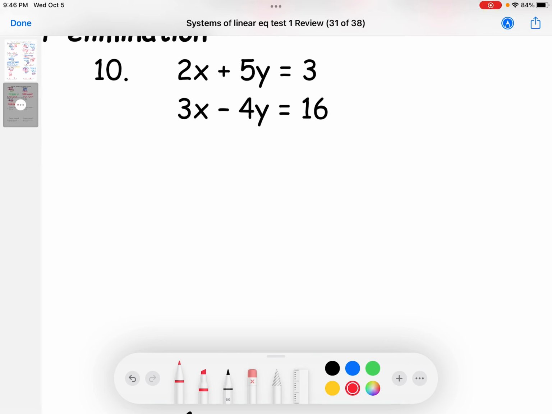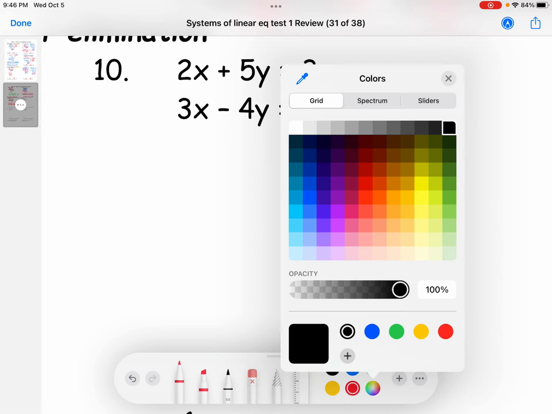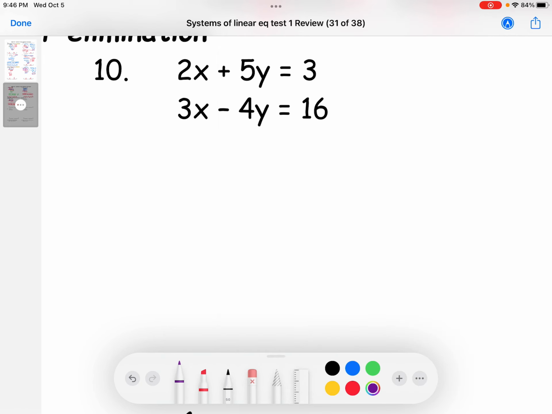On number 10, we can see some things getting a little bit tricky for us. Okay, here's what I'm going to do. I'm looking at the x's. When I look at those x's, what I can do is multiply the top times 3 and the bottom equation times 2, and that'll give us 6x in both of our equations. Actually, what I'm going to do is multiply the top times negative 3 so that we can flip the signs also. That'll make it negative 6x minus 15y equals negative 9.